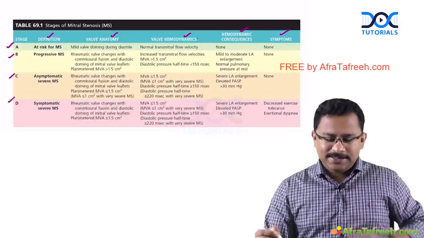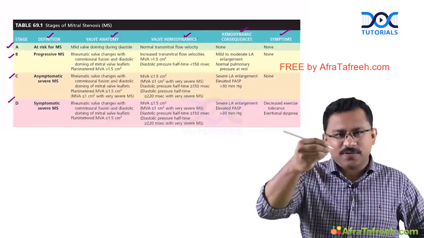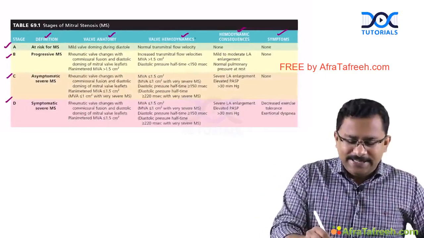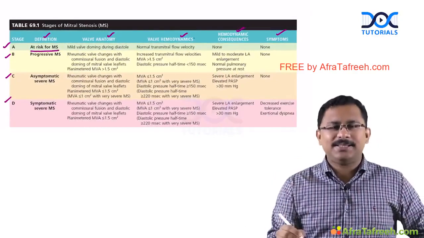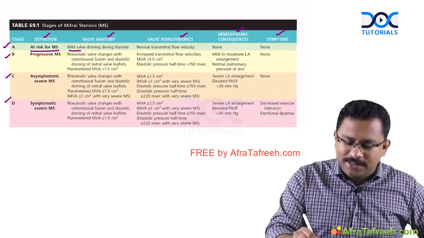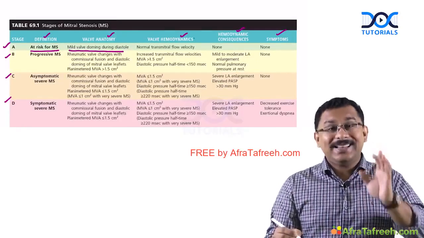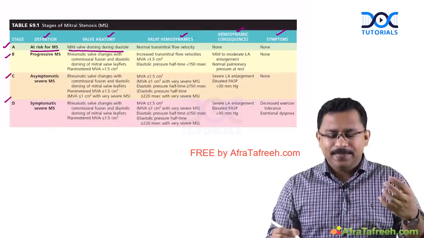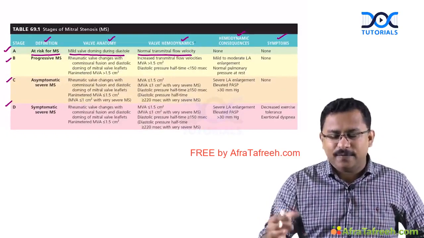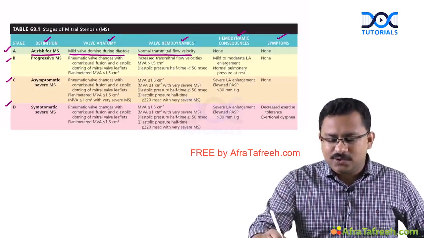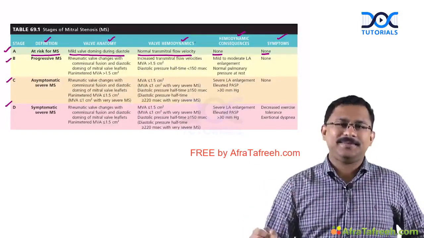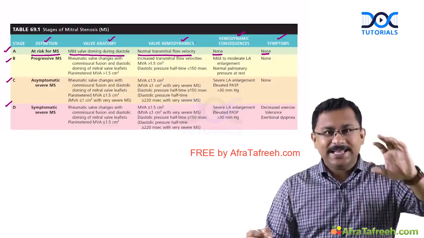So the first point is, as the stage moves from A to D, you're moving to a more severe stage. Stage A means the patient is at risk of MS, which means there will be mitral valve doming during the diastole. At the same time, during stage A, the valve hemodynamics is relatively normal. The transmitral flow velocity is normal. There are no hemodynamic consequences and the patient is usually asymptomatic. So that is stage A.